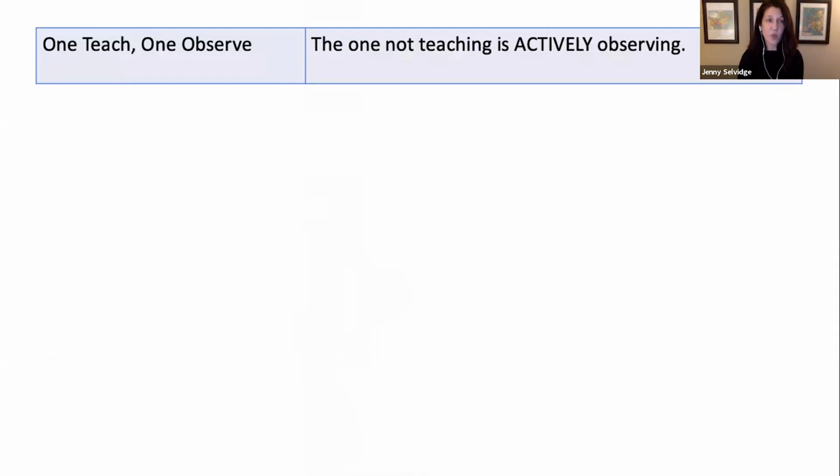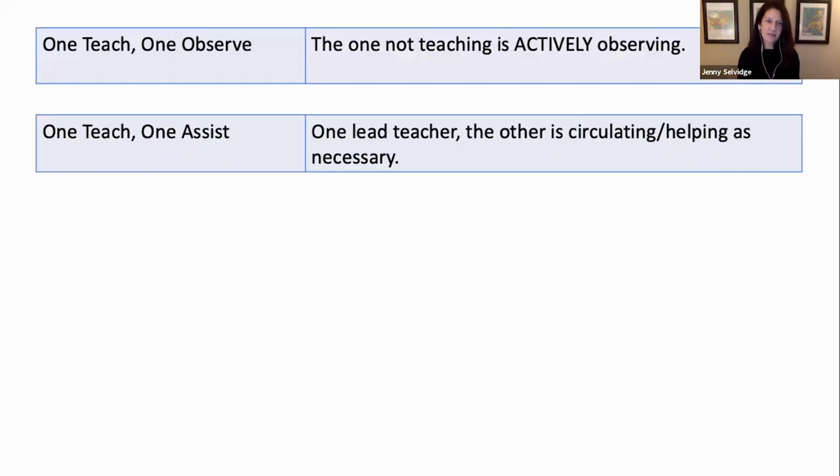So in this first one, one teach, one observe, the one not teaching is actively observing. What I mean by that is maybe when you had your conversation before class, you identified something that you want someone to look for. So maybe sometimes in our classes, we have 1 or 2 students that are kind of the leaders, and maybe sometimes they're not leading in a positive way. So maybe say, I really want you to watch so-and-so and see what we can do to help put them in the right direction. Or maybe you're trying a new teaching strategy and you want the person to observe how the students are responding. So you're observing with a purpose.